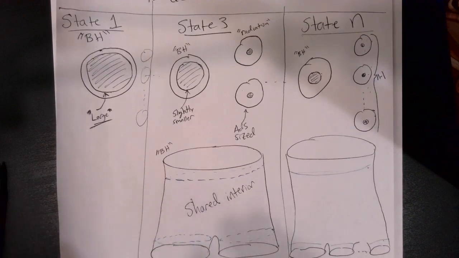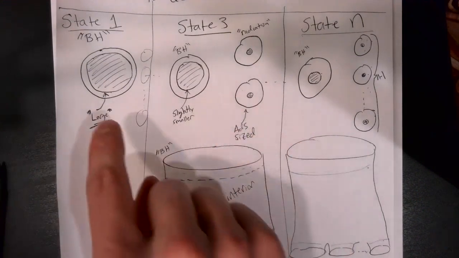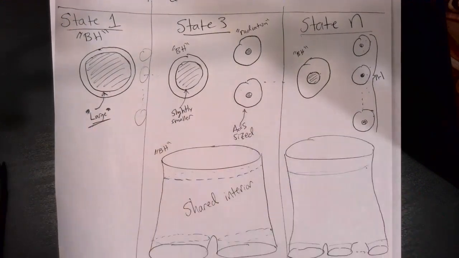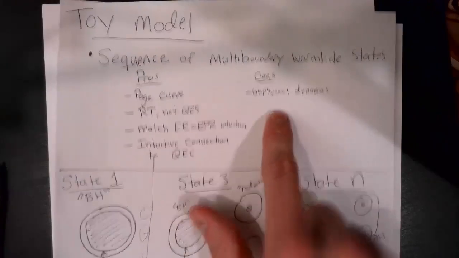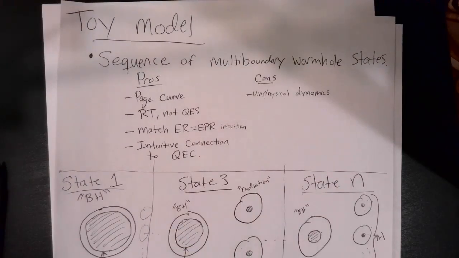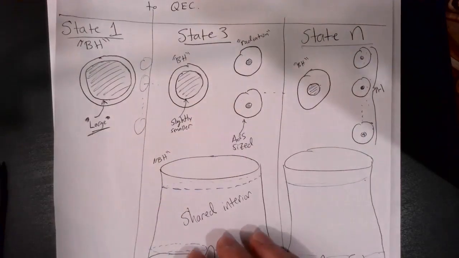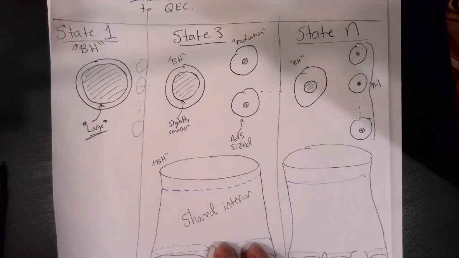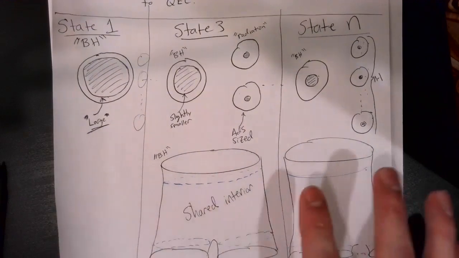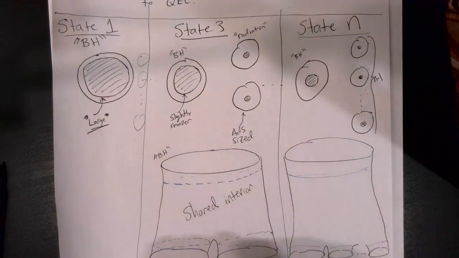So this is a Hamiltonian that we are defining to take us from here to here to here, etc. So that goes back to this con of unphysical dynamics. But the point isn't to have dynamics that look exactly like Hawking radiation. It's to construct a sequence of states that all look like an evaporating black hole that satisfies the island formula.